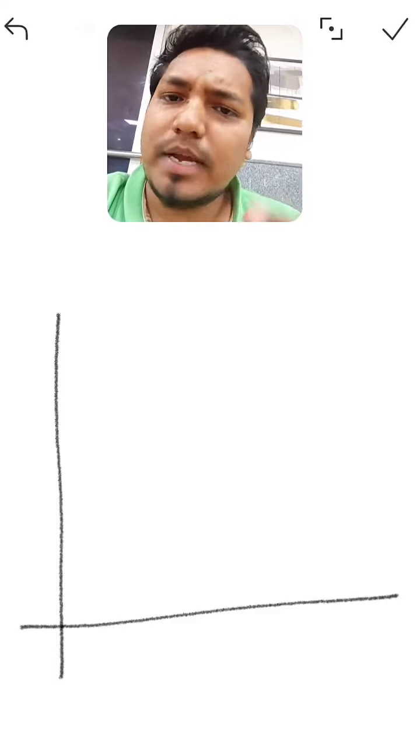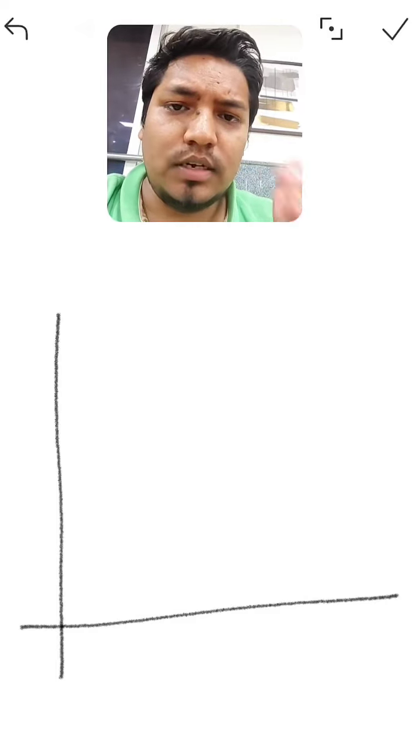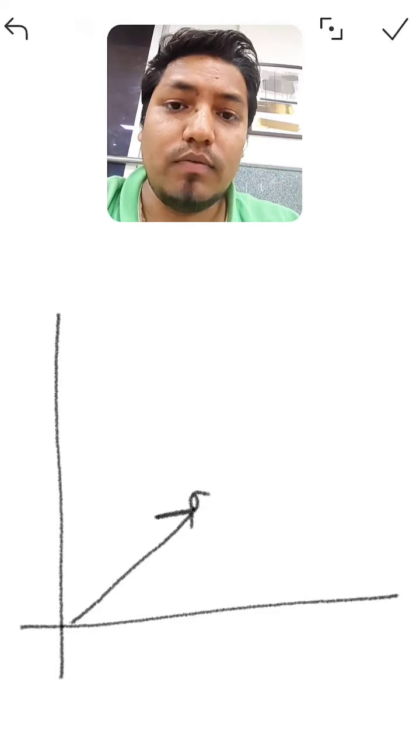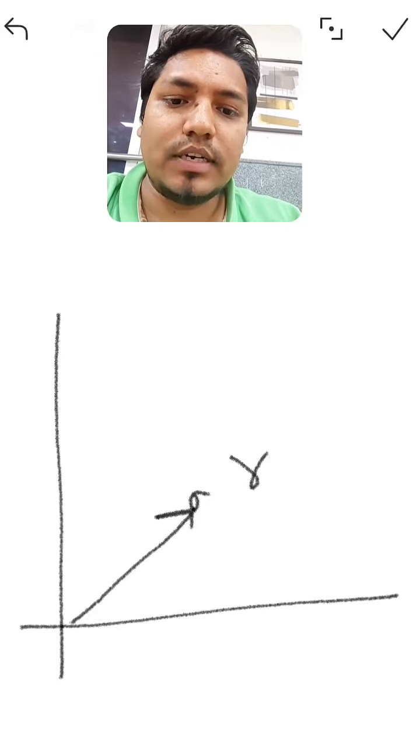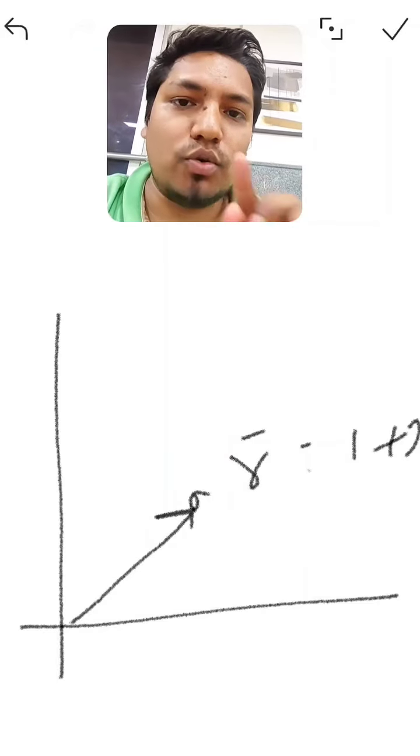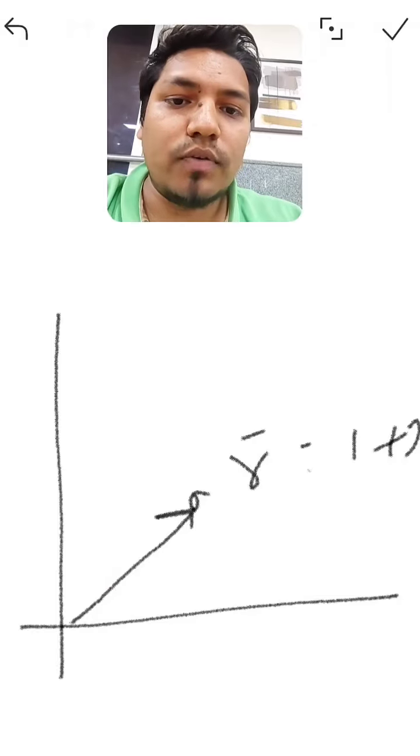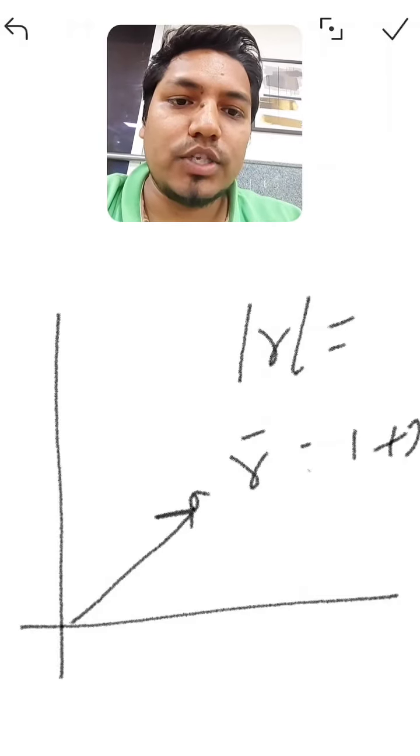So see, you just plot your xy axis quickly and imagine a simple vector. Let's imagine your vector is pointing at (1, 1). So suppose vector r is equal to i plus j. Okay, so the coefficient is 1, coefficient is 1. So what will be the mod of r? Mod of r will be the square root of 1 squared plus 1 squared, that is nothing but root 2.